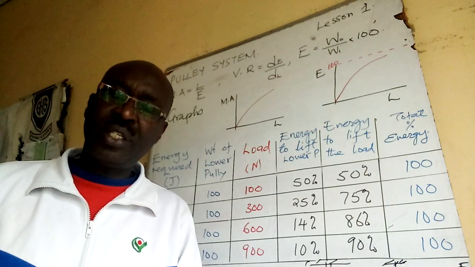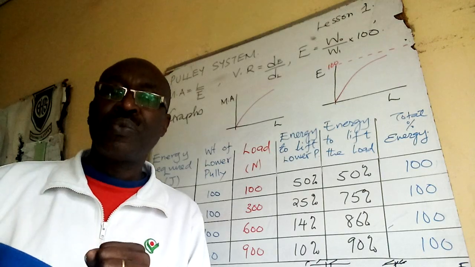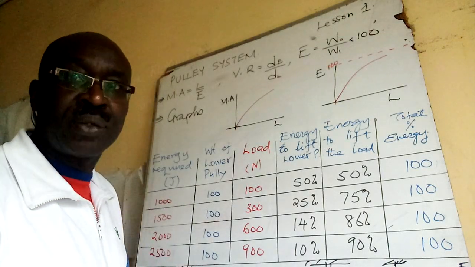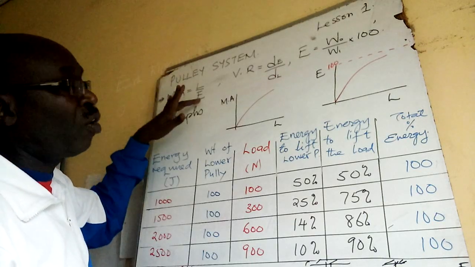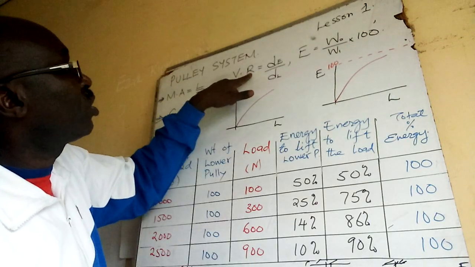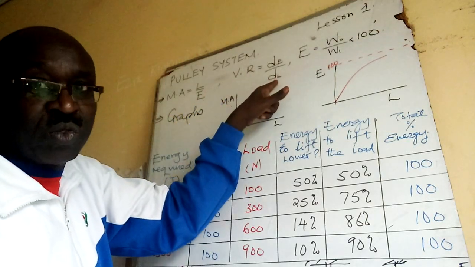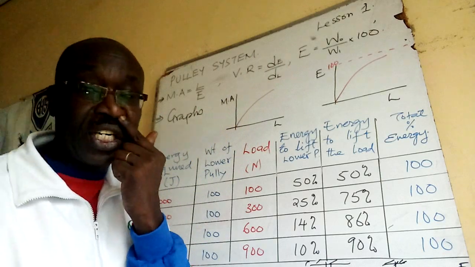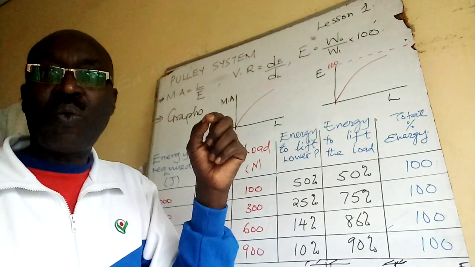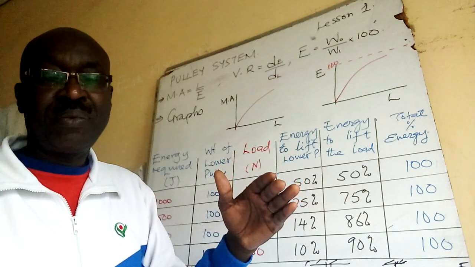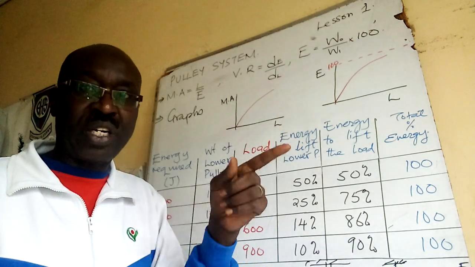Okay, this is just under machines. Your attention should be on these: mechanical advantage is load over effort, velocity ratio is distance moved by effort over distance moved by load, and efficiency is work output over work input times 100, or mechanical advantage over velocity ratio times 100.